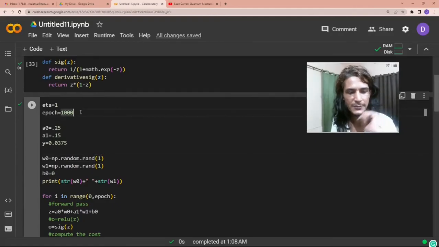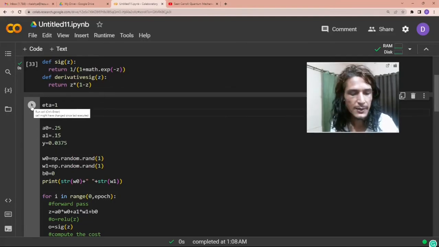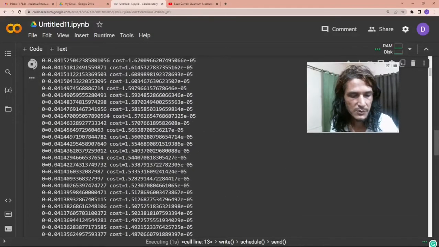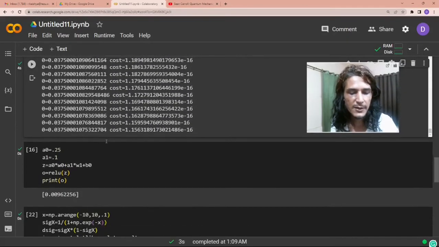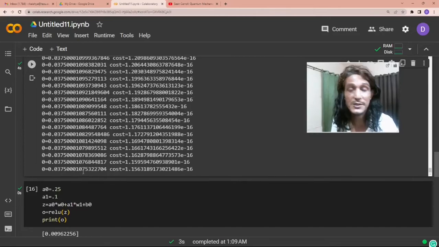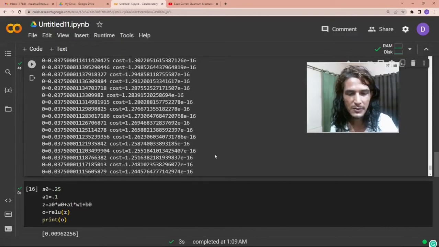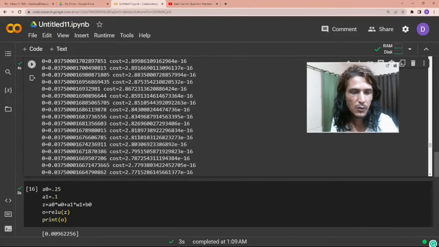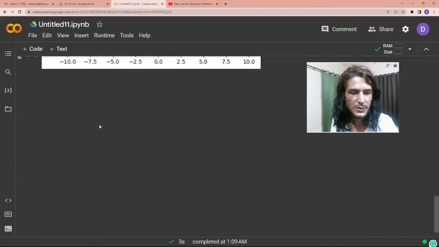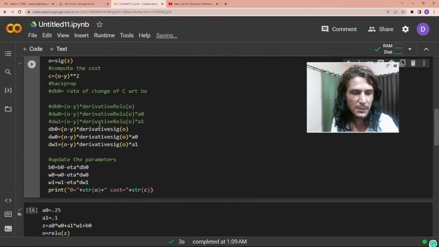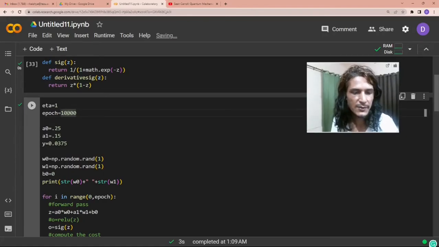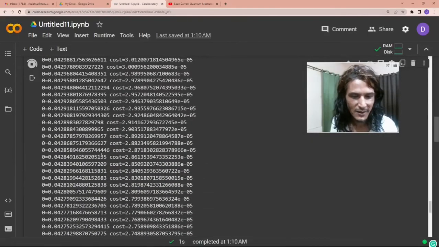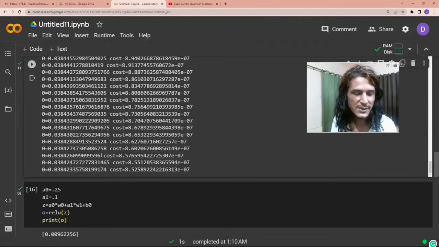Then I have to increase the epoch from 1000 to 10,000, with eta equal to 1. Let's see where it goes. Is it 0.0375? Now it's somewhere close. 0.037, it has learned it. But it didn't take all 10,000, so let me see what is the minimum I can do. I gave 10,000. Let's see whether it does it in 2,000. I'm being very optimistic this time. With 2000, I want 0.0375.